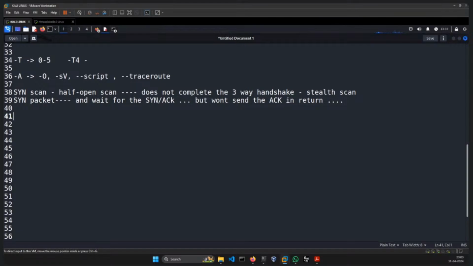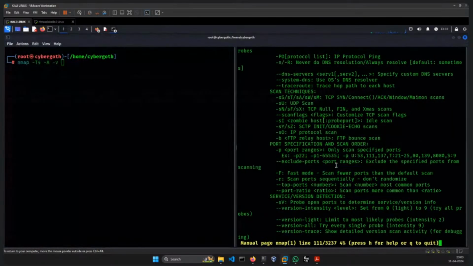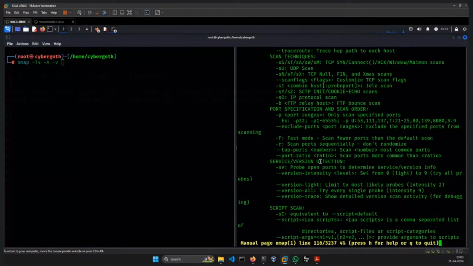Now coming to the illegal flags. There are illegal flags. Let's search for FIN, URG, PUSH, and those kinds of things. Where are they?